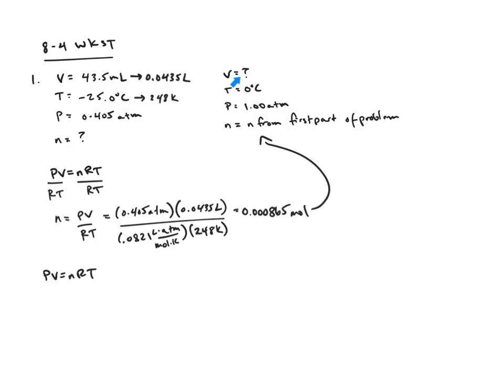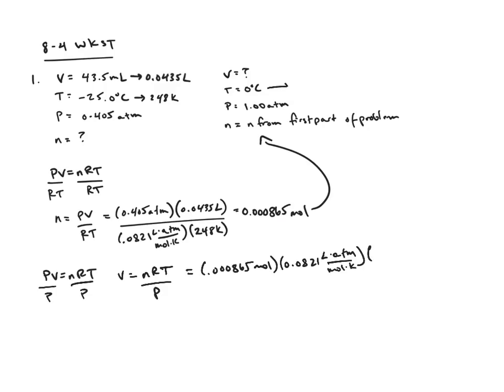This time, over here, I need to solve for volume. So let's get volume by itself. Divide both sides by P. Volume is nRT over P. So it's equal to 0.000865 moles times R, which is always a constant, 0.0821, times T. Well, at STP, it's 0 degrees Celsius or 273 Kelvin. All that divided by pressure, which at STP is 1 atmosphere.